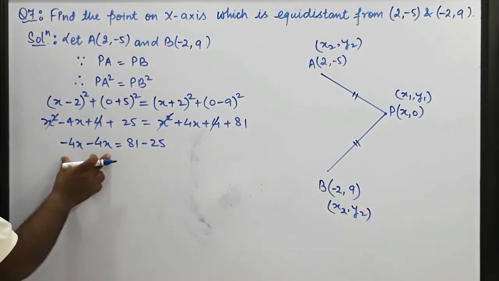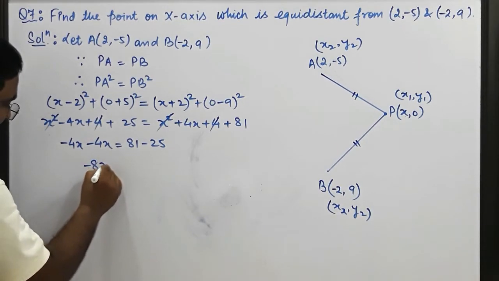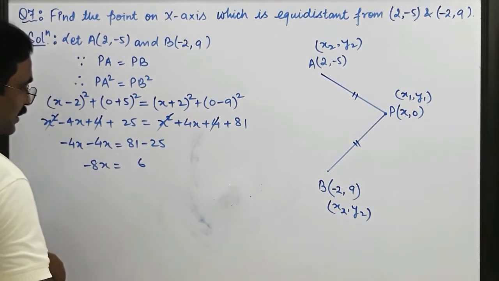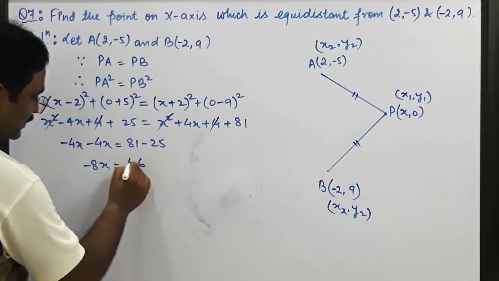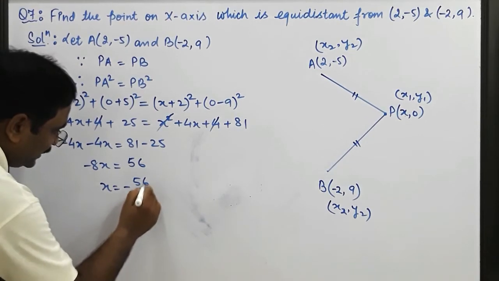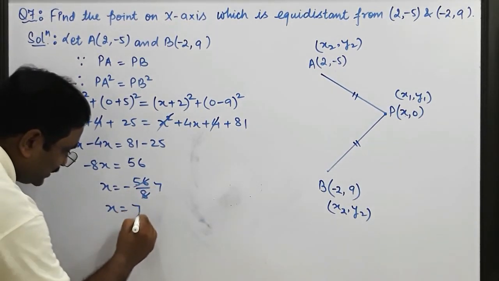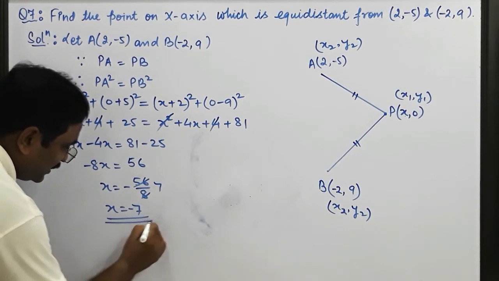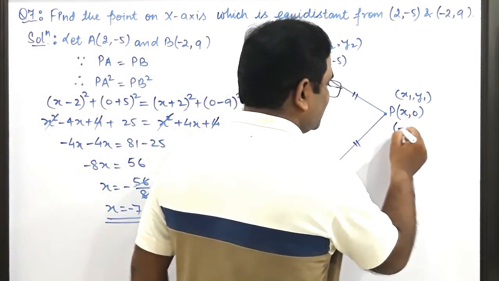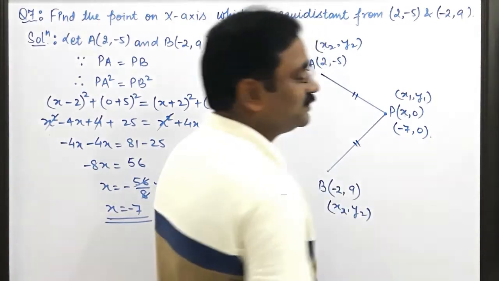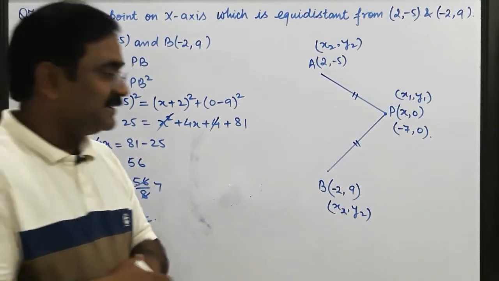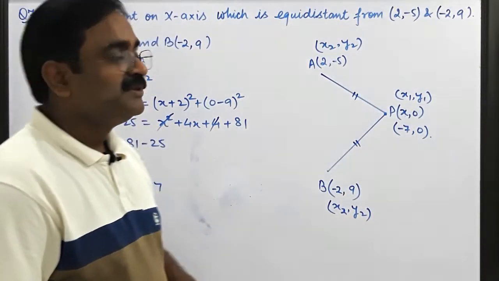Now let us simplify this. This can be written as minus 8x equals to, subtracting it, 81 minus 25 is 56. Therefore x is equals to minus 56 upon 8. 8 7s are 56, means the value of x is minus 7, right. After getting the value of x, the coordinate of that point is minus 7 comma 0. So our required point which lies on the x-axis is minus 7 comma 0, right.